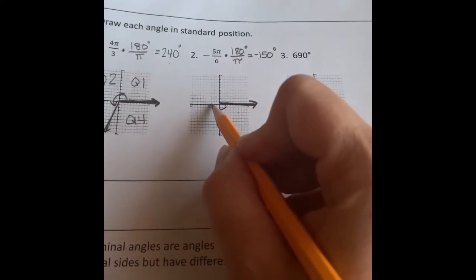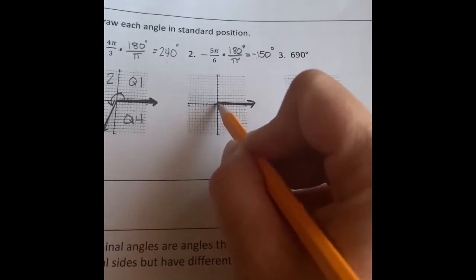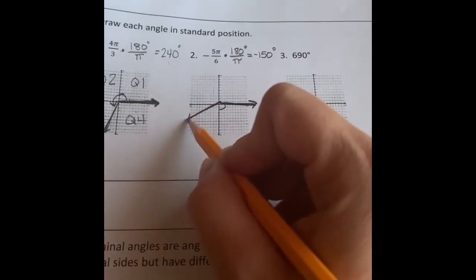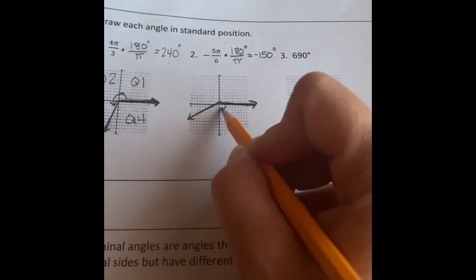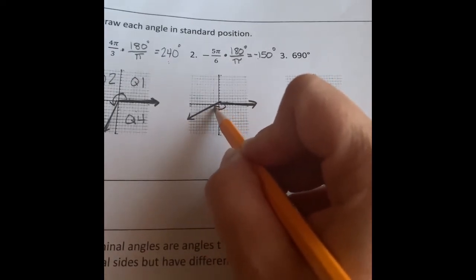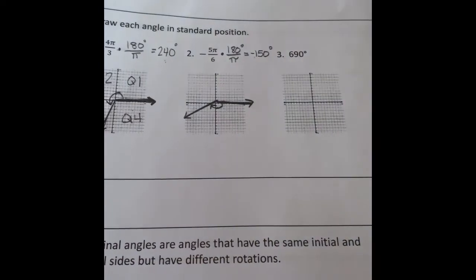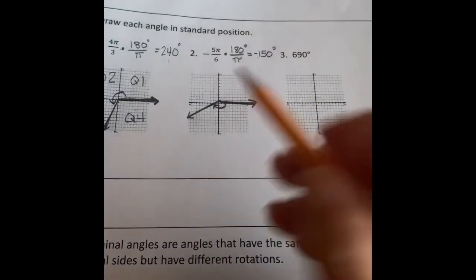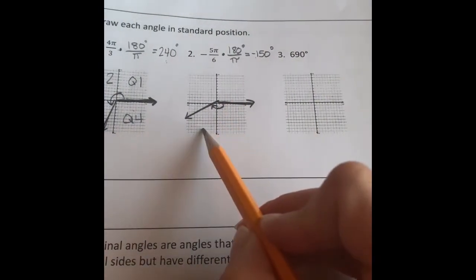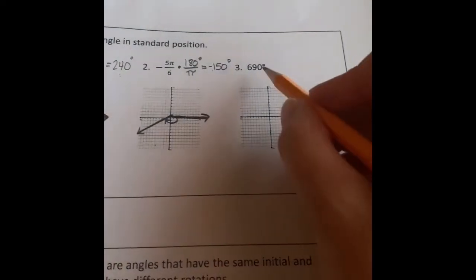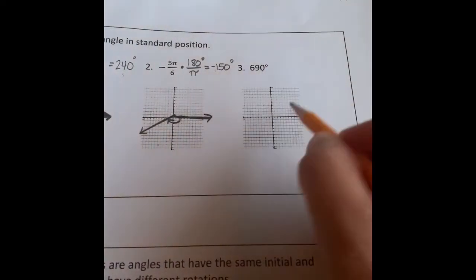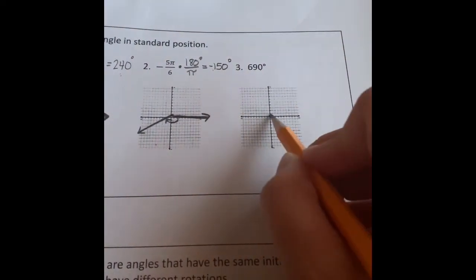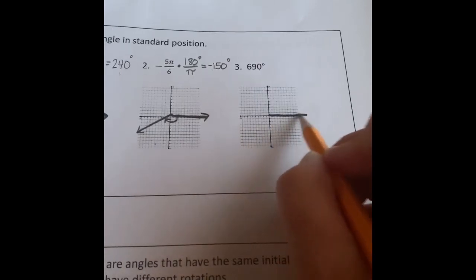That's too far because we only need to go to -150. So we're going to say it's approximately right there. There's your terminal side. Finish drawing the rotation so they know which direction you traveled, and you've got your angle, and that as well sits in quadrant 3. This last one is bigger than 360. It doesn't matter. It's already in degrees for us, so we don't have to worry about converting it.